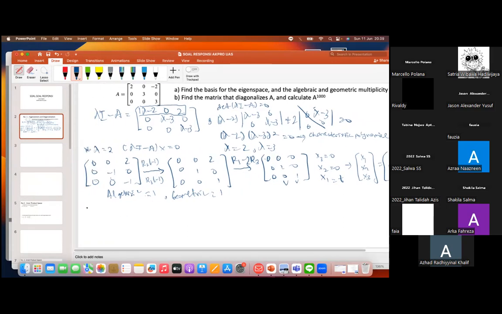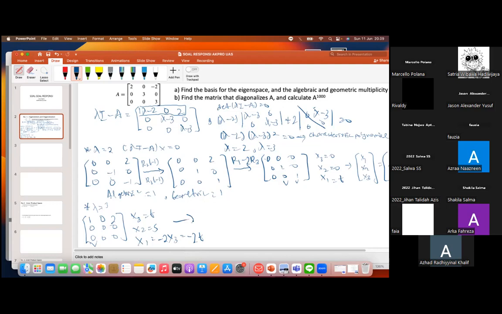Now for lambda equals 3, the matrix that you get is 1, 0, 2; 0, 0, 0; 0, 0, 0. You don't have to do anything because you already have the reduced row echelon form. Now we just apply parameters. x3 equals t, x2 equals s. Only the first row has a leading one. Therefore x1 is negative 2x3, which is negative 2t.